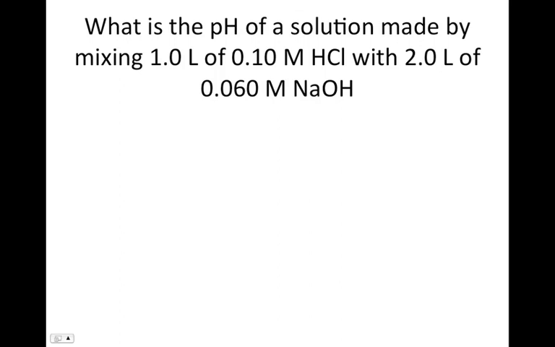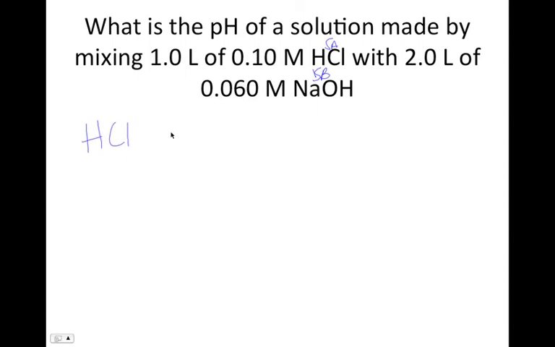Okay, what is the pH of a solution made by mixing 1 liter 0.1 molar HCl and 2 liters of 0.06 molar NaOH? We have two chemicals coming together, and hopefully you're getting to the point that you can recognize your strong acids and strong bases. And I see that I have strong acid plus strong base. So am I dealing with a buffer situation here? If you look back at that table, you would realize, no, you're not. I'm just dealing with a straight up neutralization reaction of strong acid and strong base.